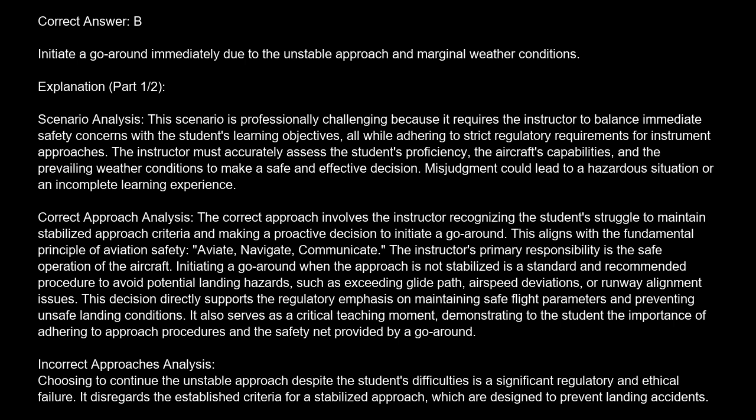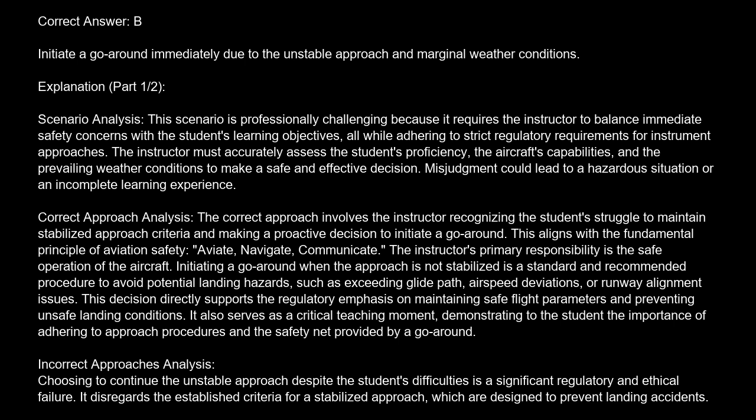The instructor must accurately assess the student's proficiency, the aircraft's capabilities, and the prevailing weather conditions to make a safe and effective decision. Misjudgment could lead to a hazardous situation or an incomplete learning experience. Correct approach analysis. The correct approach involves the instructor recognizing the student's struggle to maintain stabilized approach criteria and making a proactive decision to initiate a go-around. This aligns with the fundamental principle of aviation safety.